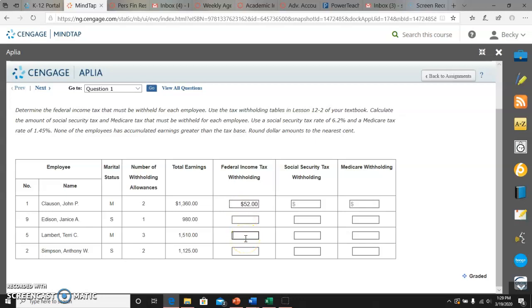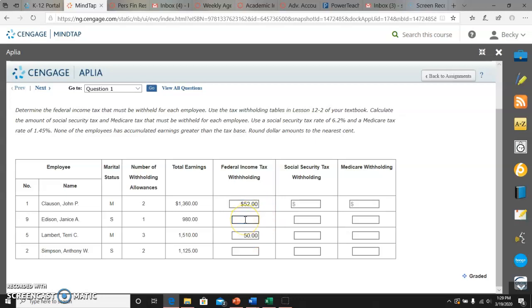And then I'm going to do the other married one while I'm on that schedule on page 354. And I'm going to go to the line that says at least $1,500, but less than $1,520 with three allowances. So again, where that intersects, the amount would be $50.